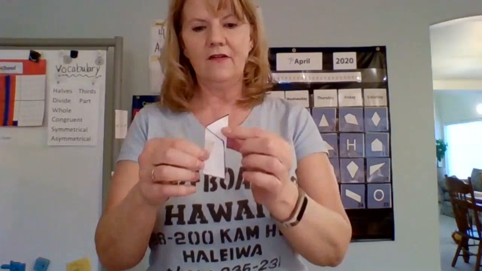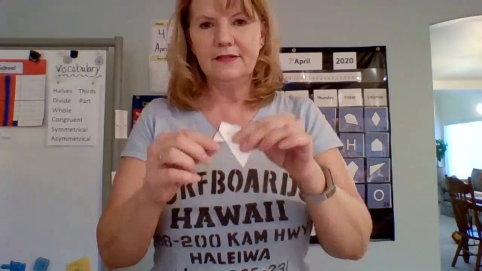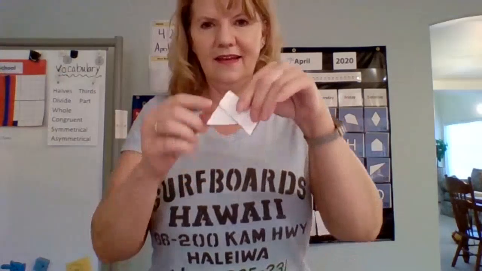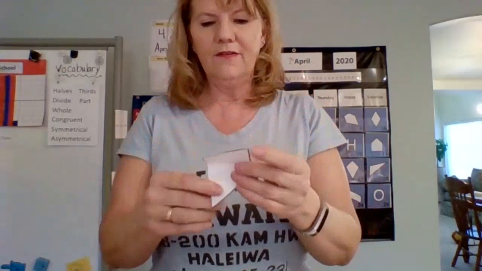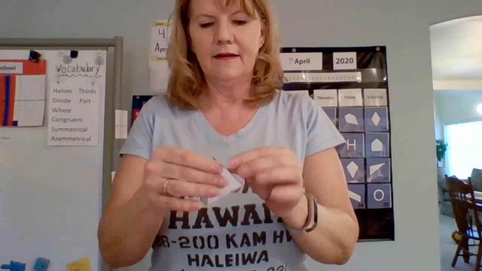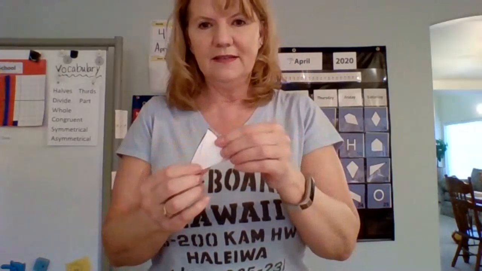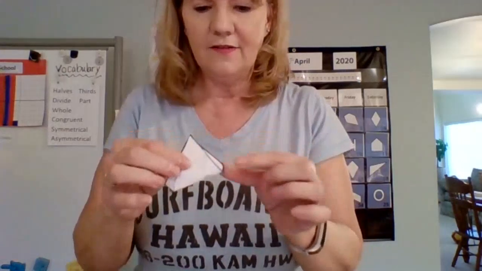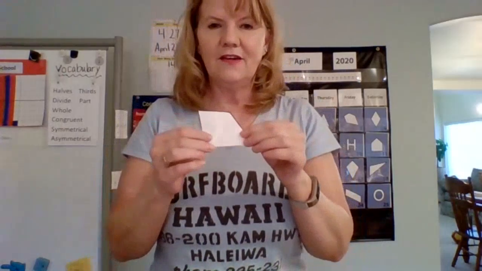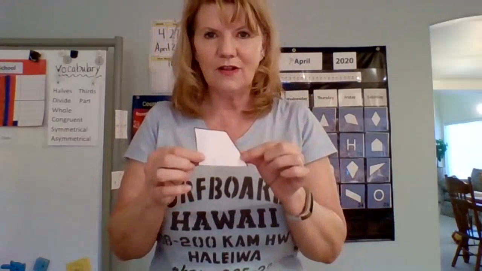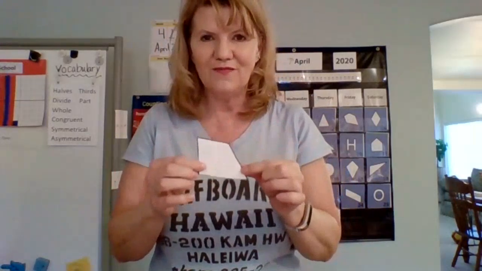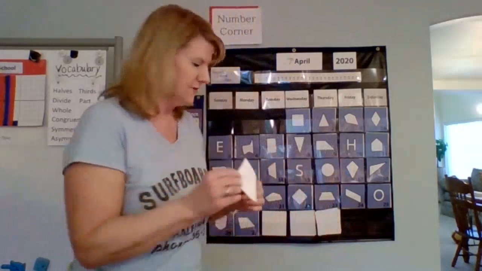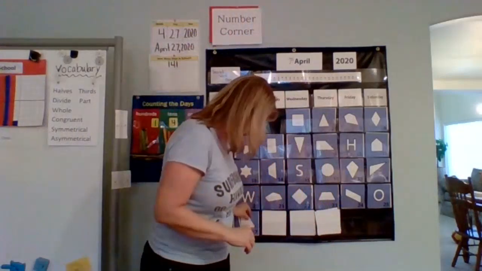Okay, I folded it in half the long way, and we've got a lot hanging over. I'm going to try the short way. There's still some hanging over and some hanging over. What if I tried to do it diagonally? Oh, we still have some hanging over right there and right there. So this shape here is asymmetrical. It's not symmetrical. So it's called asymmetrical. I'm going to put that card back in there.